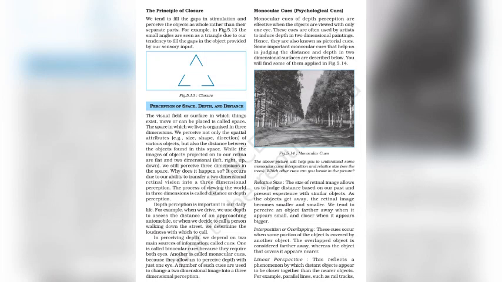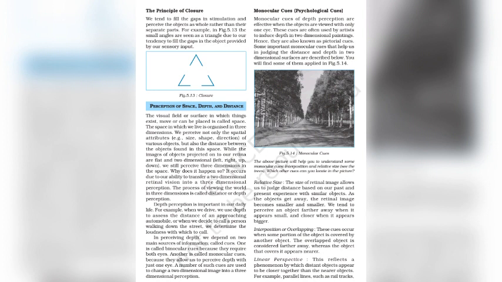Perception of space, depth, and distance. The visual field or surface in which things exist, move, or can be placed is called space. The space in which we live is organized in three dimensions. We perceive not only the spatial attributes, for example, size, shape, direction, of various objects, but also the distance between the objects found in this space.